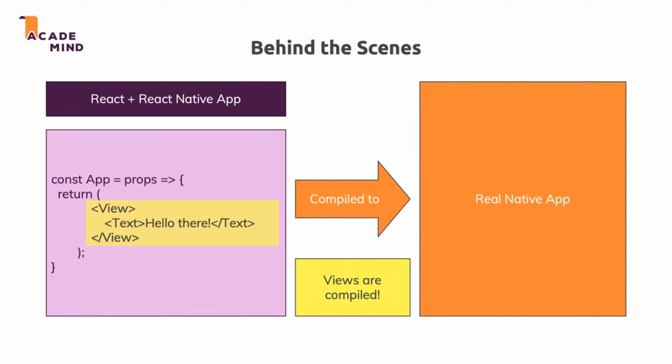Now, it's important to understand that your views, so the components you're working with, therefore are in the end compiled to real native widgets, to real native elements, to real native code. Your JavaScript code, where you manage your business logic, will not be compiled, but your views will be. And that, of course, also means that you typically get a great performance when building React Native apps, because the result is a real native app where a large chunk of the code is real native code.